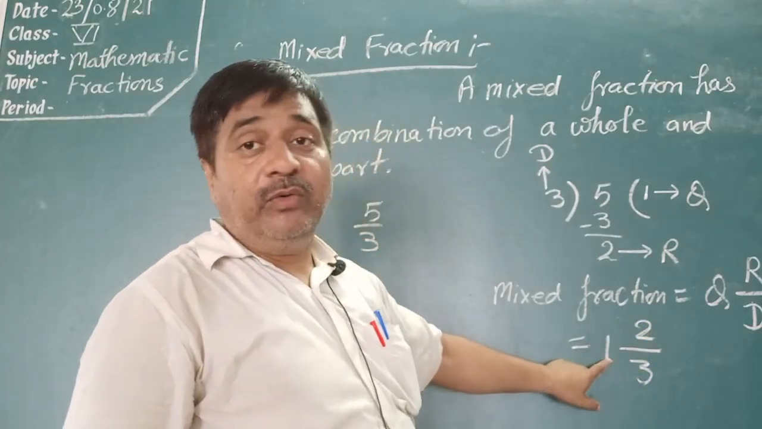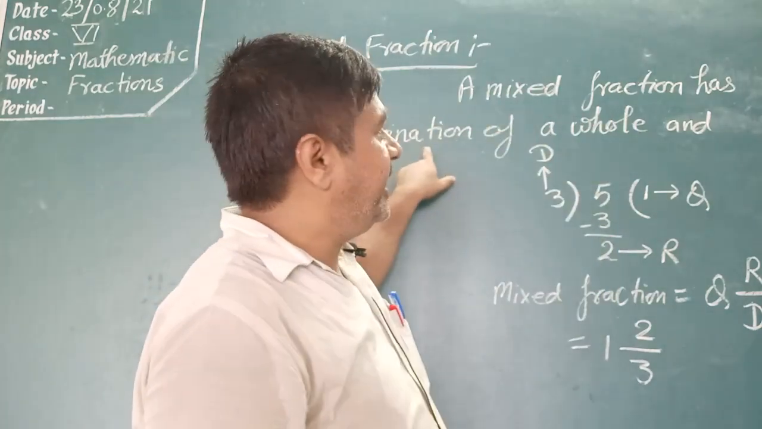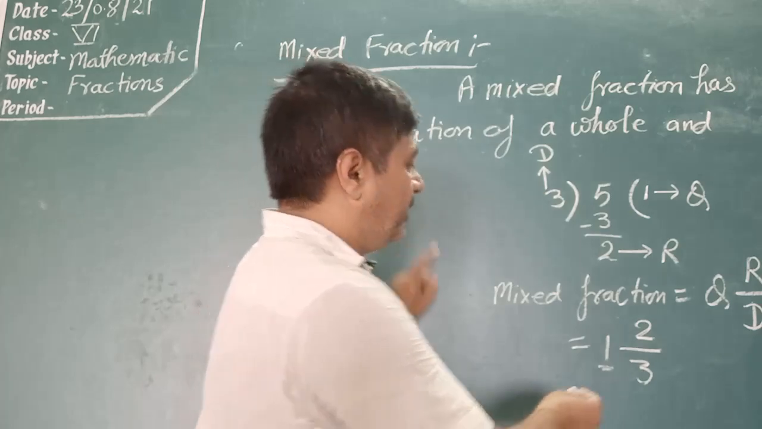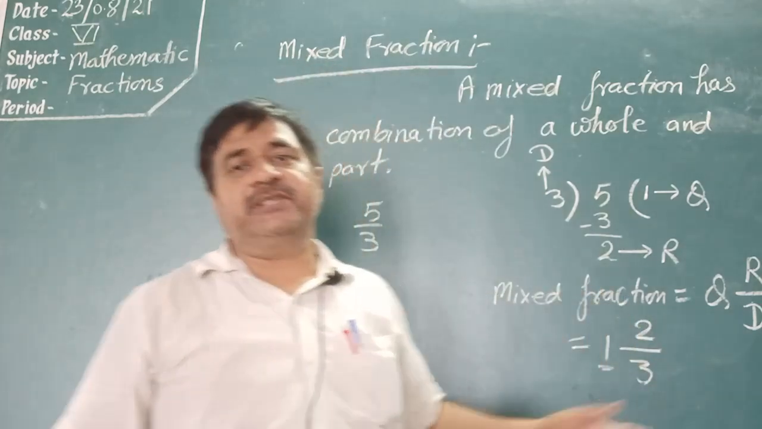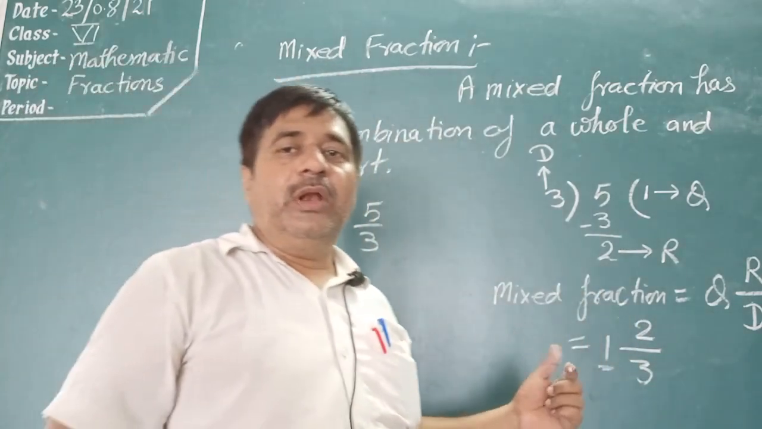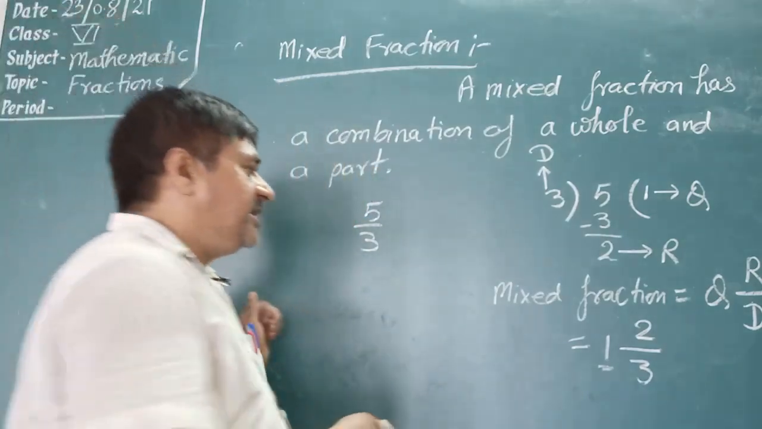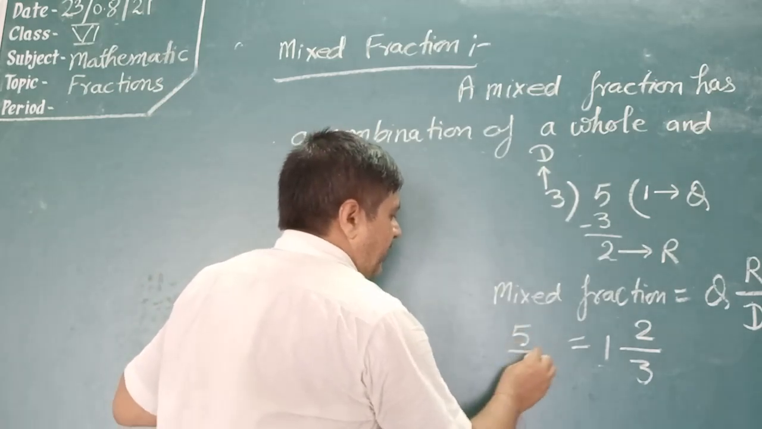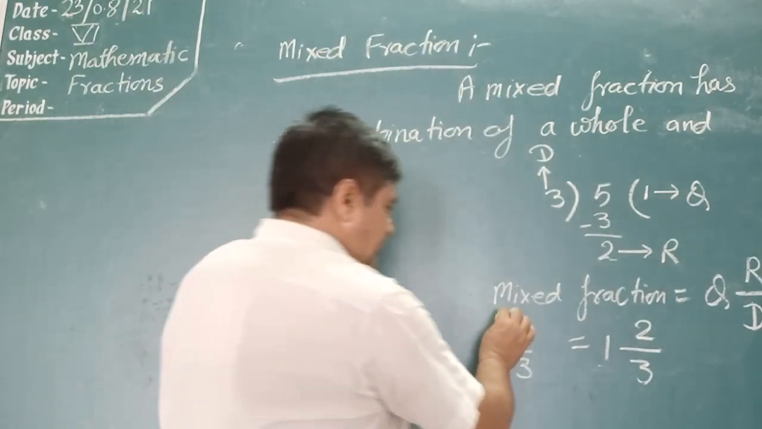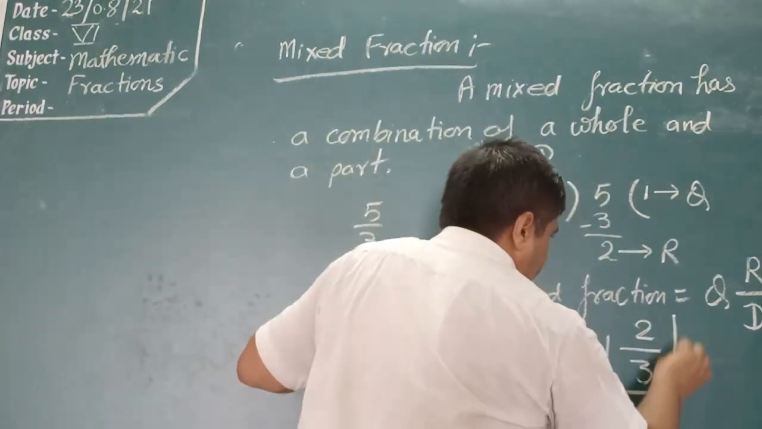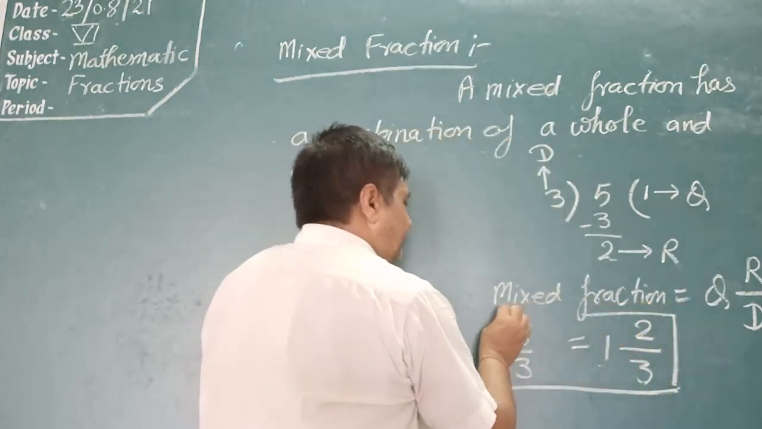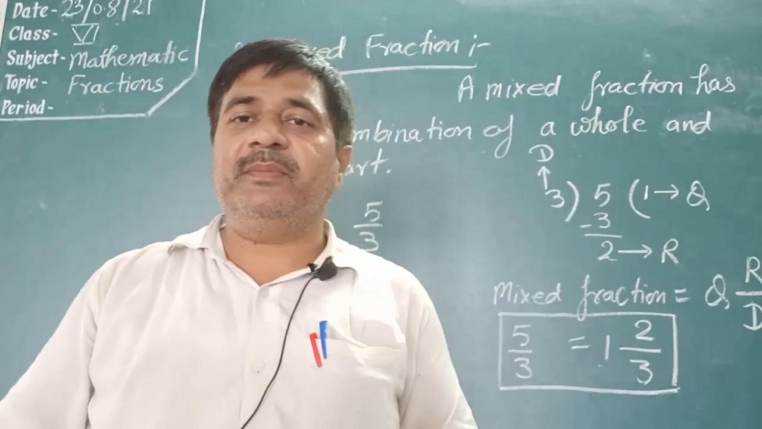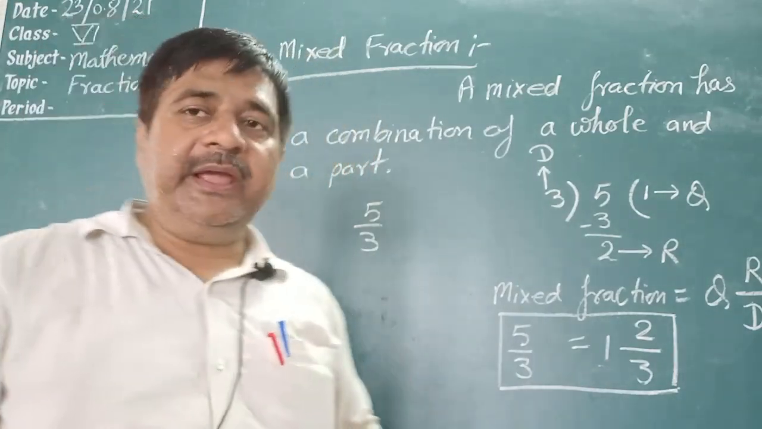So that is 1 whole, a whole and a part. 2 by 3 is the part. So a combination of a whole and a part is a mixed fraction, and it is equal to 5 by 3. So an improper fraction can change into a mixed fraction. So 5 by 3 is equal to 1 and 2 by 3.